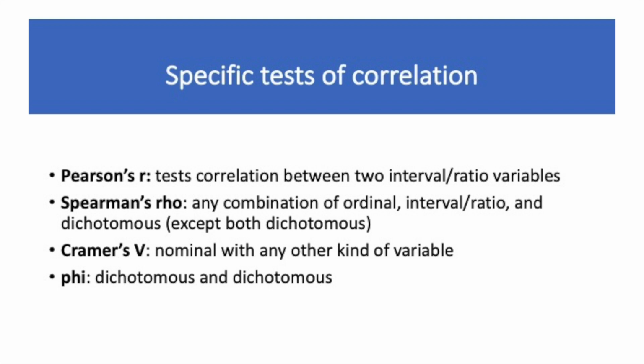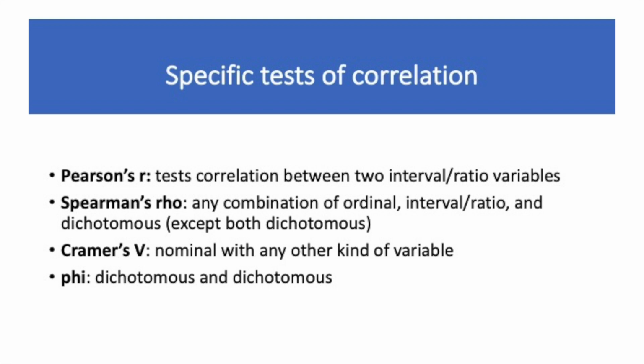Remember that I said the type of correlation test that you're going to use depends on the types of variables that you have, for both the dependent and independent variable. So we need to know what types of variables we have in order to determine which specific test of correlation we use. I am not going to ask you to know how these correlation coefficients are calculated by SPSS, but I do expect you to know which test to use in SPSS based on which types of variables you have. So let's go down the list here.